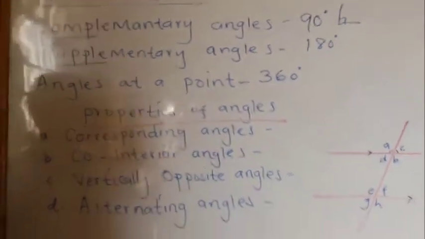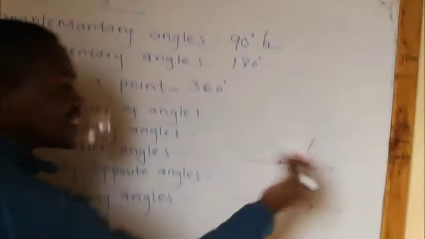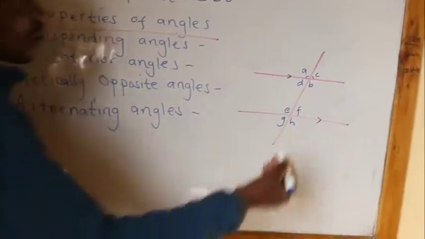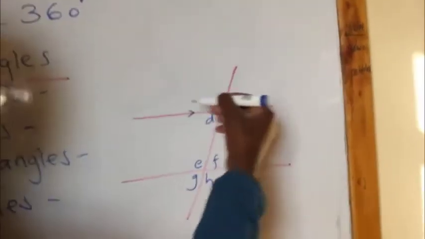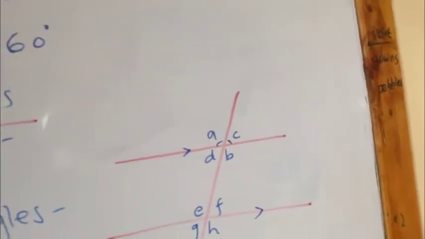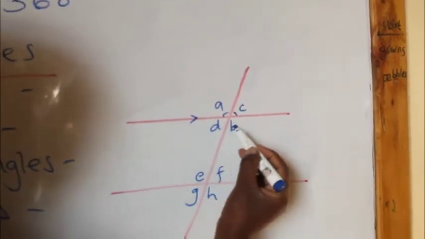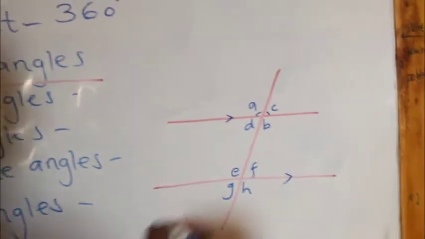Another word you can use to call these angles is adjacent angles. The word adjacent means next to. So A is next to C, and these two angles add up to 180 degrees. We have got other angles here, D and B. They are also on a straight line. They add up to 180 degrees. We have got other angles.